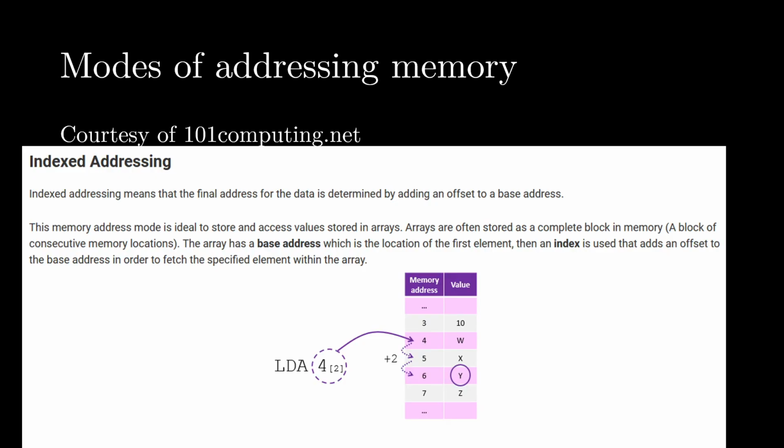Next, we've got indexed addressing, which basically uses offsets to find where the actual address is. This addressing mode is ideal for storing values in arrays, because arrays are often stored in a complete block of memory, so it's sequential and consecutive. In this example, I think they go to memory address 4, but then they have this little subscript 2, which means they want to go to the next 2, and that's the offset. The offset is 2. Anyway, hopefully that made sense.